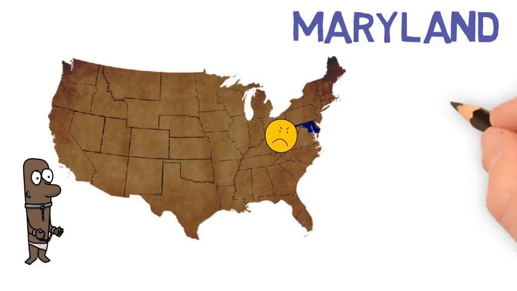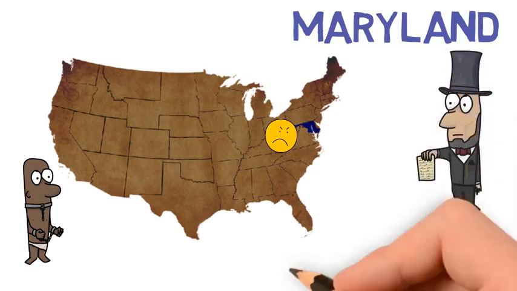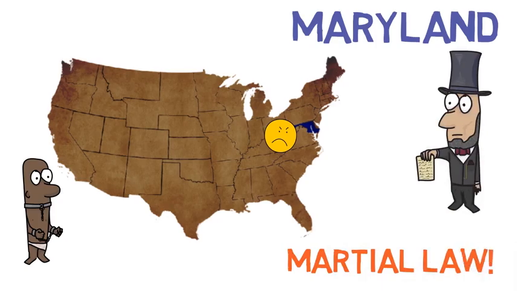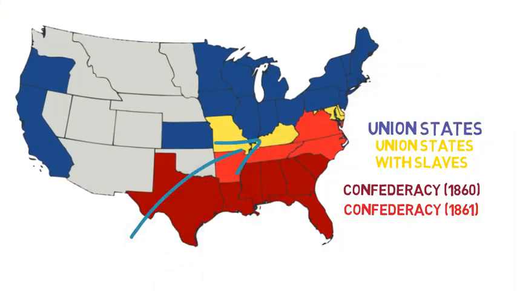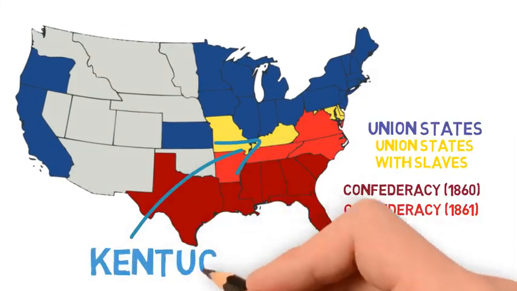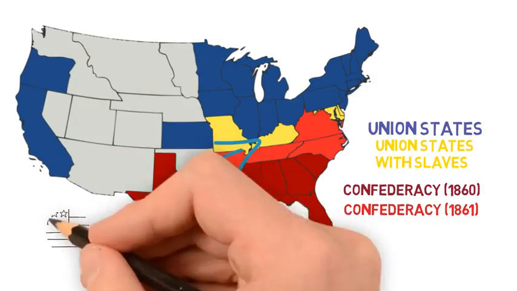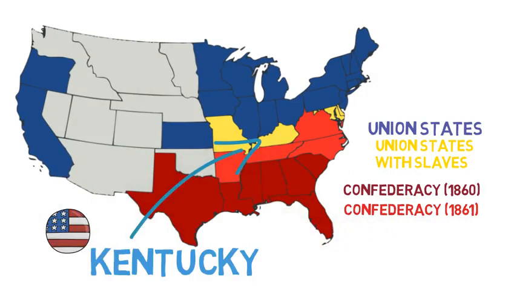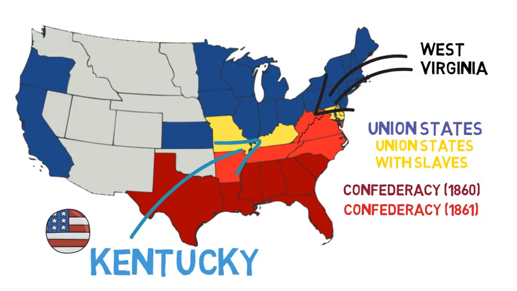In response, Lincoln imposed martial law and took control of the state. Some tried to maintain neutrality, like Kentucky, but sided with the Union when they were invaded by the Confederate troops. And in all this mess, a new state was born, West Virginia, who declared itself a state, seceding itself from Virginia, who had seceded itself from the US. At this point, it's fair to say that we are in a full-blown civil war.